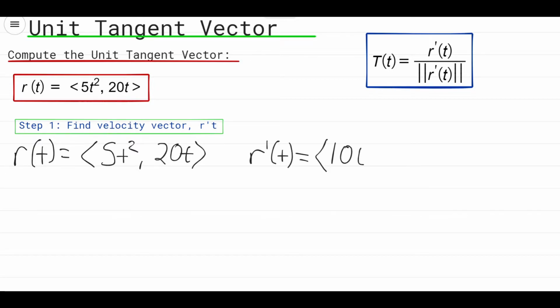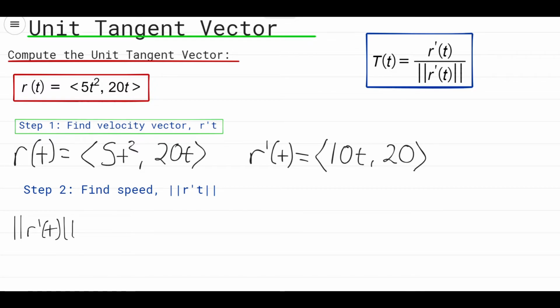Our r prime of t comes out to be 10t, comma 20. The derivative of 5t squared is 10t, and the derivative of 20t is just 20. For step 2, we're going to compute its magnitude. So what do we do with magnitude? Square, add, square root. That's exactly what we're going to do.